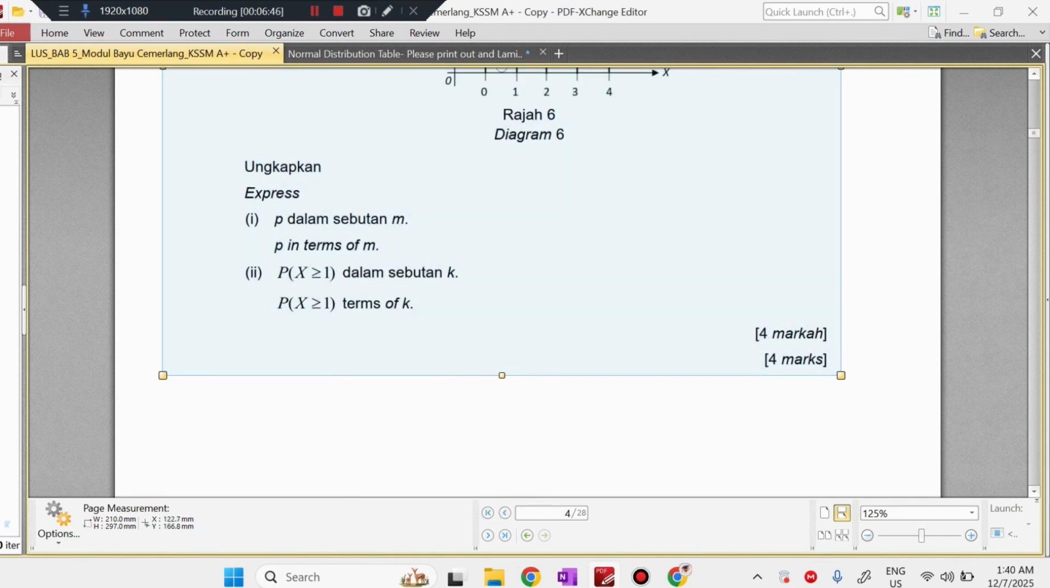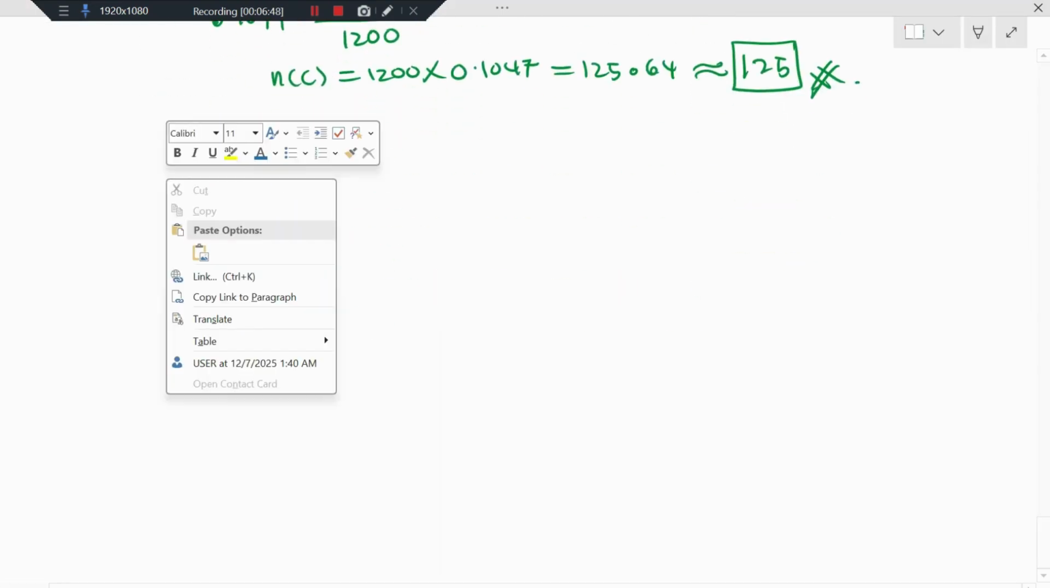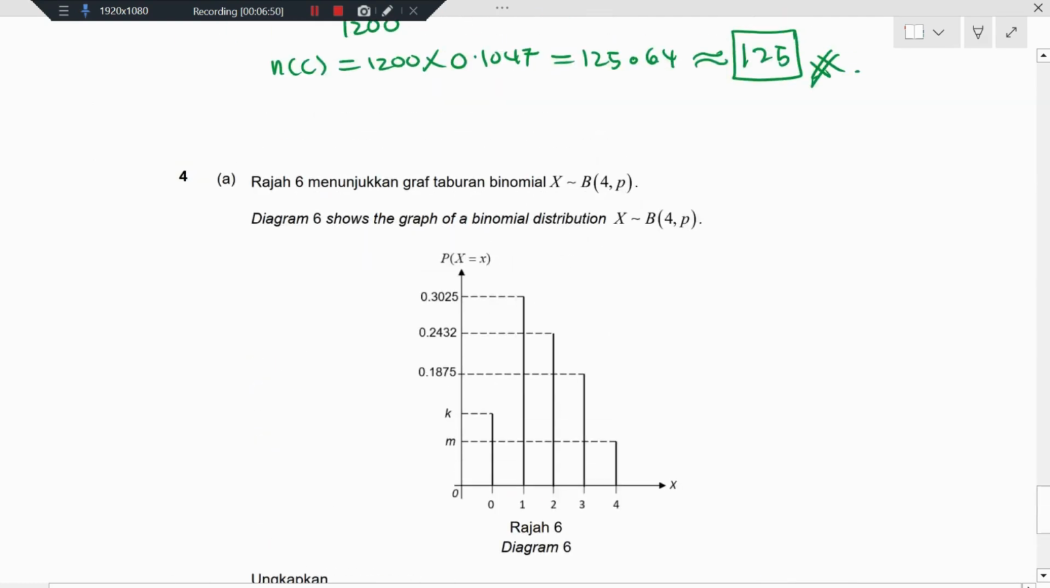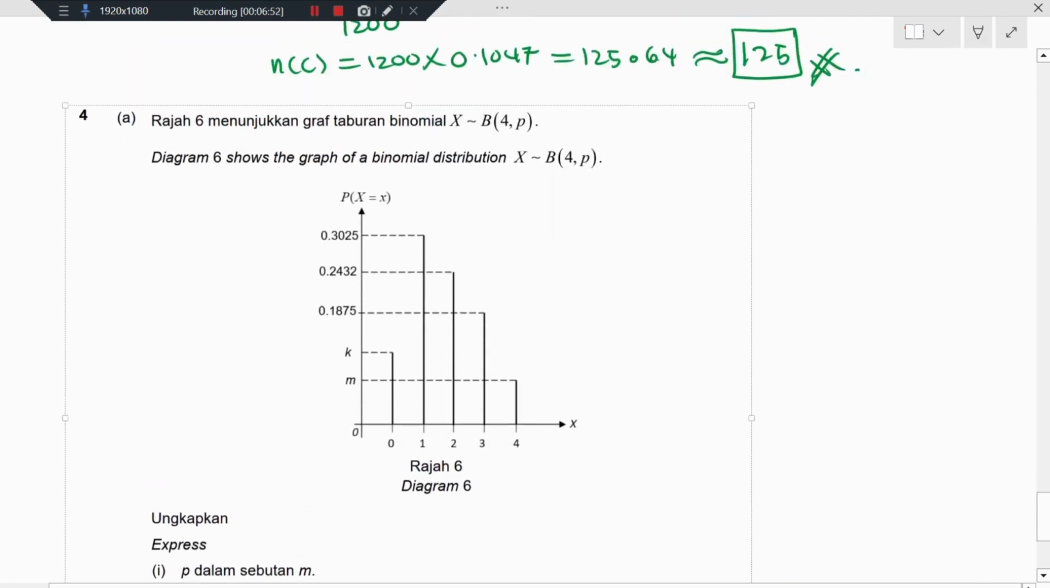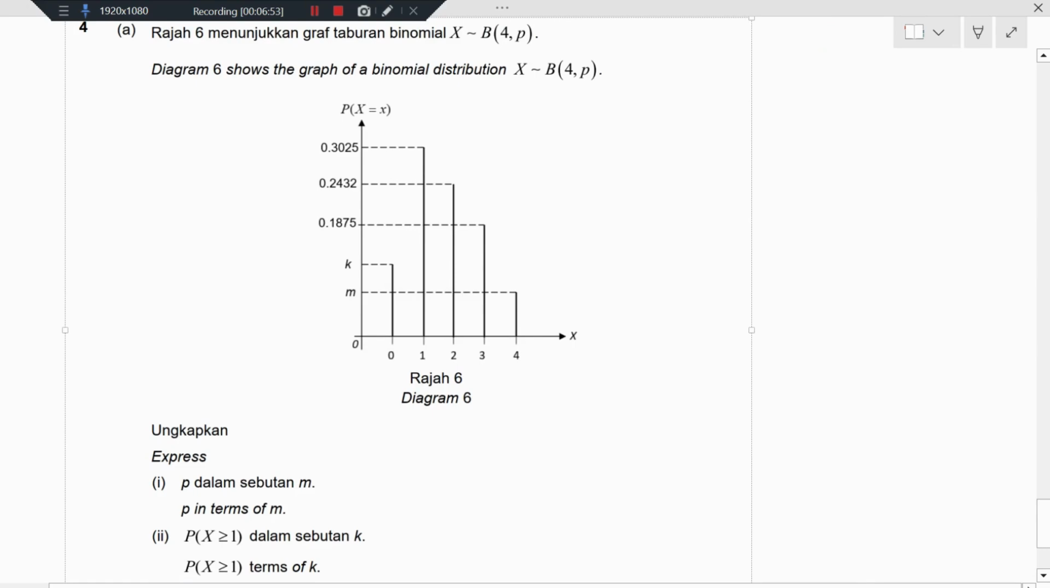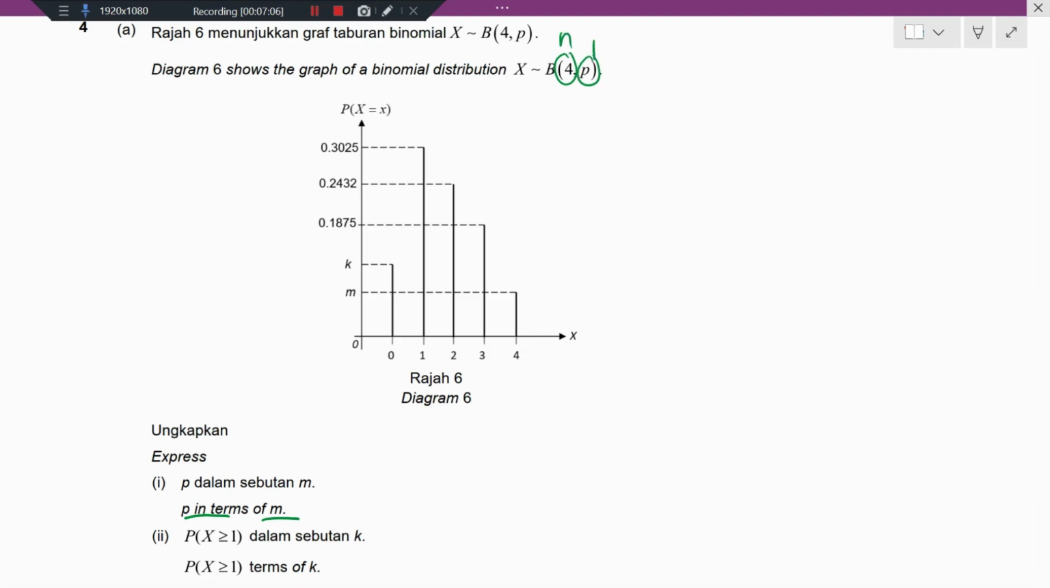Binomial. Okay, let's see our binomial. Now you are given a binomial graph here. A lot of binomial graph questions come out in your Paper 1. So you need to find the P in terms of M. Here is your N, here is your P. The probability of success is not given, but you need to give the P in terms of M.